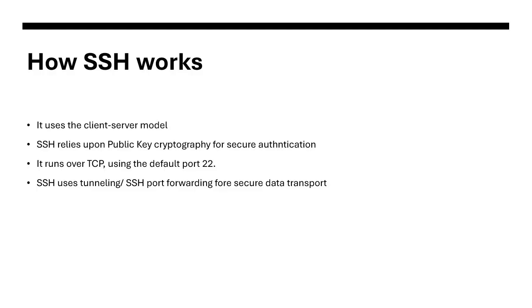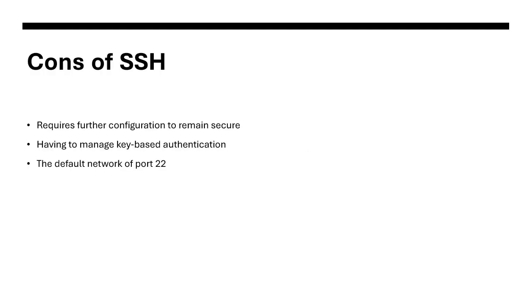Secure Shell runs over TCP using the default port 22. Secure Shell uses tunneling, also known as port forwarding, as a secure method for the transmission of data. It creates encrypted pathways to transmit data. This allows users to secure traffic and bypass network restrictions by creating secret tunnels for local, remote, and dynamic port forwarding. And now onto some of the cons associated with Secure Shell.